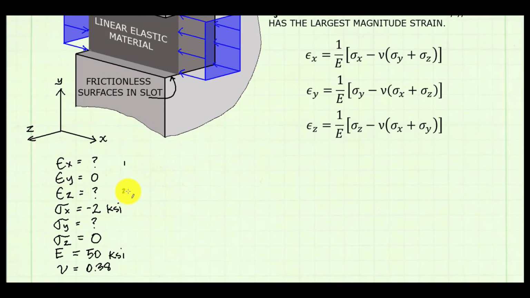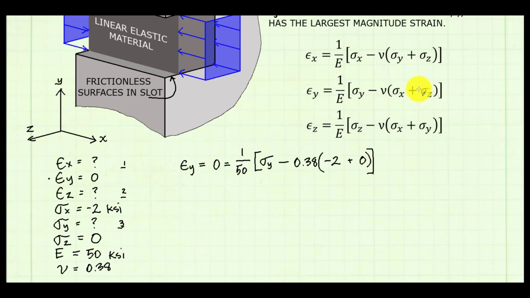So, by looking at our variables, we see that there are 1, 2, 3 unknowns. And we have 3 equations. We have exactly what we need to solve this problem. I'm going to write the strain equations one at a time. And I'd like to start with the equation that has the fewest unknown variables. I think that will be the strain in the y direction. We know the strain in the y direction is equal to 0, so I'll start there.